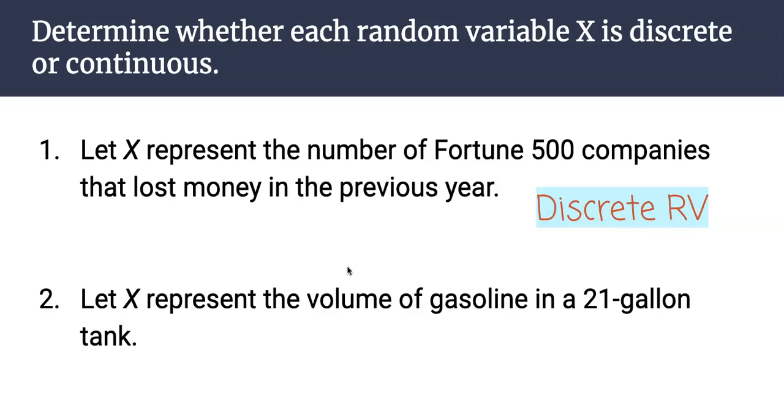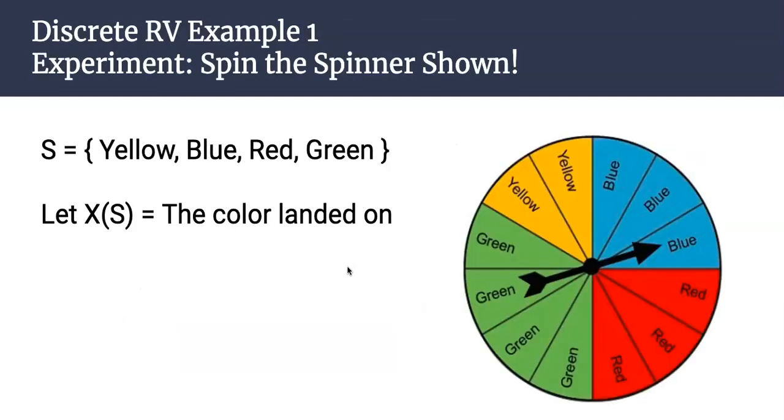Now, number 2, let x represent the volume of gasoline in a 21-gallon tank. Now, it can be from 0 to 21, anything in between. So this one is going to be a continuous random variable. On the Google form quiz that I will ask you to complete on this Friday's attendance quiz, I got a couple of these questions for you to answer on continuous or discrete random variable.